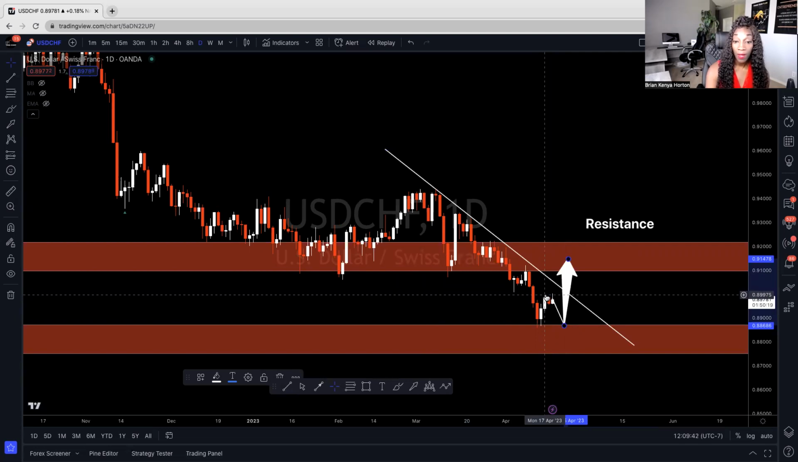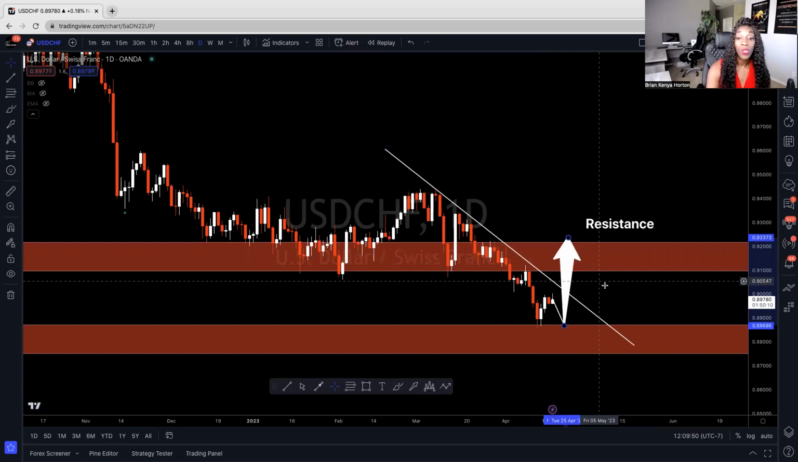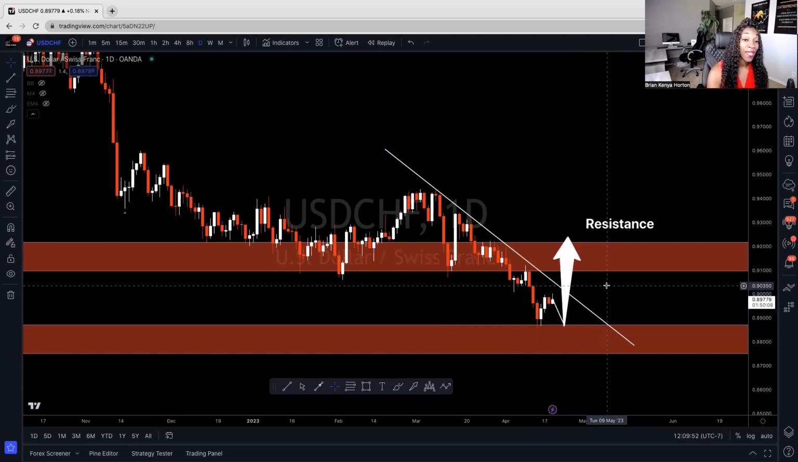So if we break that, then this would be a reversal pattern on the daily time frame, signaling to us that the market is going to make a move higher. So that is what I would recommend that you look for right now.